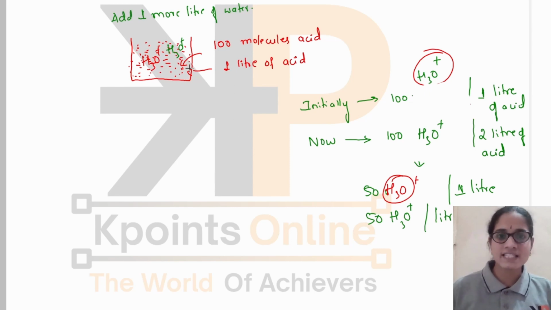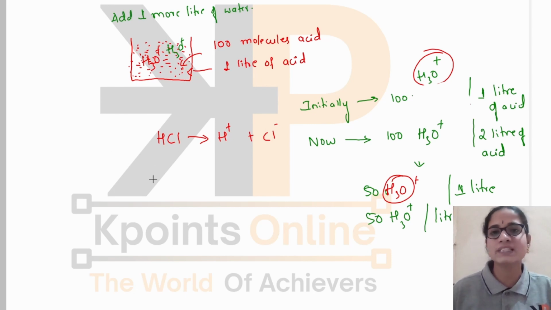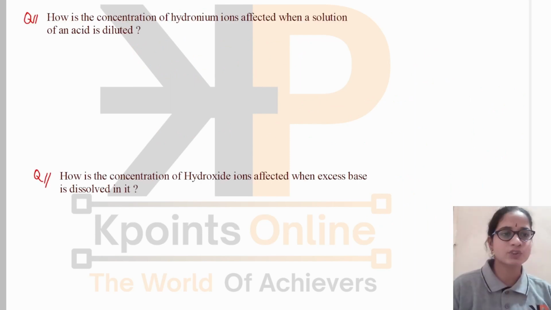As this is a strong acid, the acid that we have taken is HCl. As it is a strong acid, it will dissociate completely to form H+ and Cl-. If I have put 100 molecules in it, all the molecules have dissociated into hydronium ions and chloride ions. Because of which, dilution results in the decrease in concentration of hydronium ions in case of acid, and in case of base it will result in the decrease in concentration of hydroxide ions. Next, let us solve some questions here.